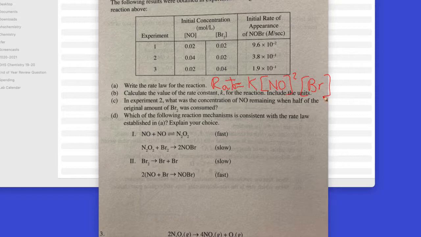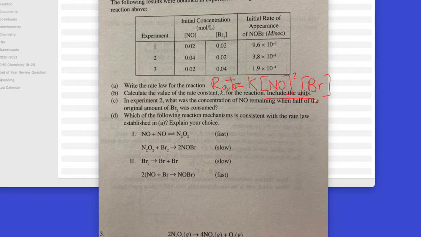Yeah, that stuff. Okay. Then guys, letter B, that's just a little bit of math. Calculate the value for the rate constant. And again, you'll notice what it says, include units. You guys are focusing on that, right? The units are important. Then guys, letter C, in experiment 2, what was the concentration of NO remaining when half of the original amount of Br2 was consumed? Was that okay? Okay.